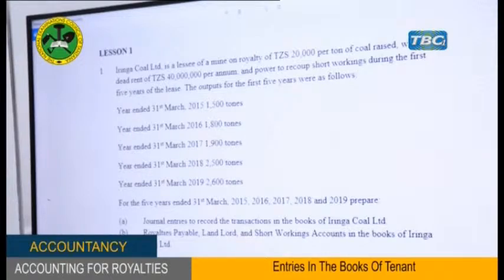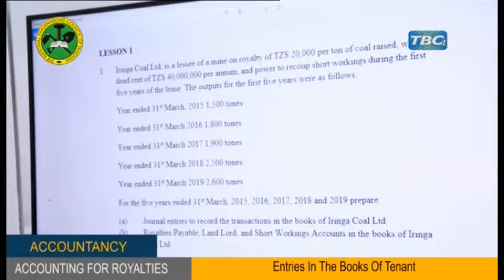Now, Iringa Coal Limited is a lessee of a mine on a royalty of Tanzania shillings 20,000 per ton of coal raised, with a dead rent or minimum rent or rocky rent of Tanzania shillings 40 million per annum, and the power to recoup short workings during the first 5 years of the lease. The output for the first 5 years were as follows.